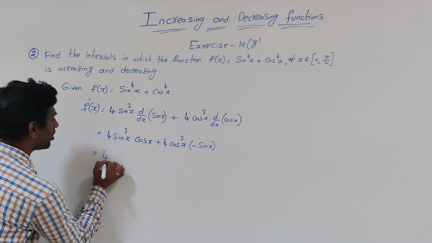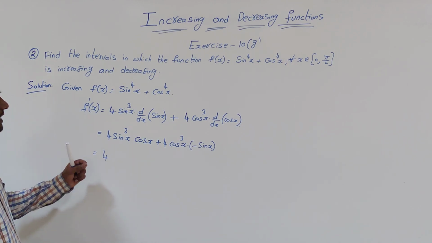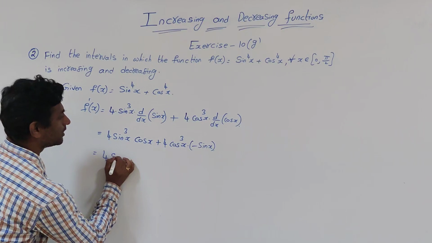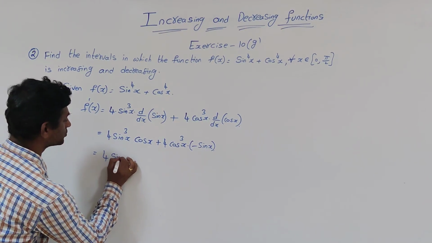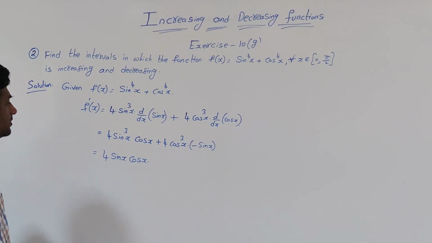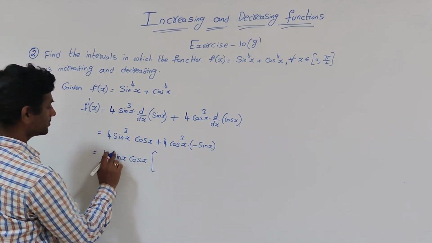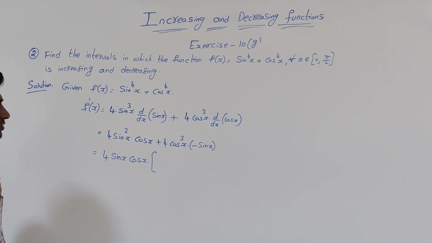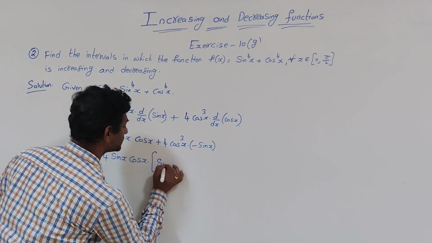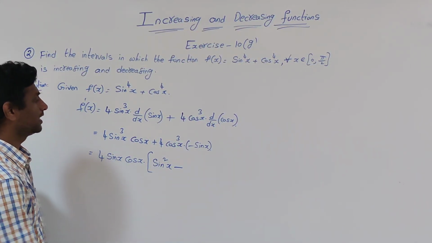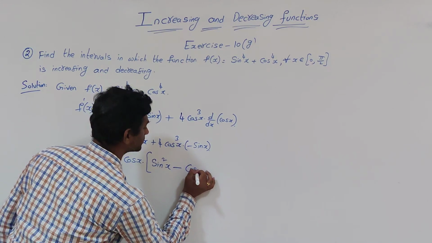So 4 is common in both the terms. We can take sin x, cos x as common elements. So it will be, among sin cube x, already we have taken sin x out, so it will be sin square x, minus, and cos square x.